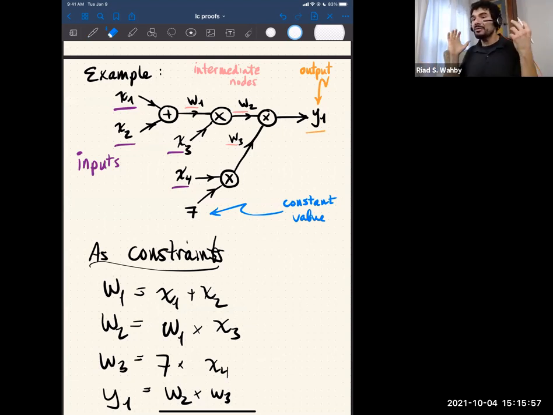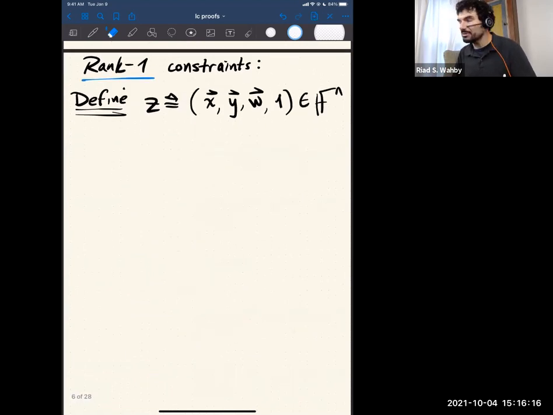It would be nice if we could rewrite all of these using one kind of constraint, sort of a universal constraint to take the place of these different types of constraints. And so that's the idea behind a rank one constraint. Sometimes you'll see R1CS, which we'll define in a moment, but each rank one constraint is an R1C. The S stands for system.